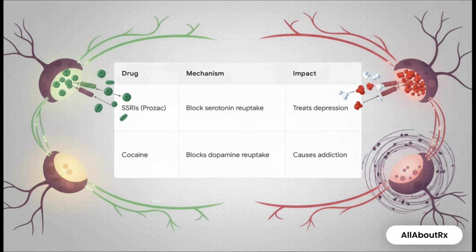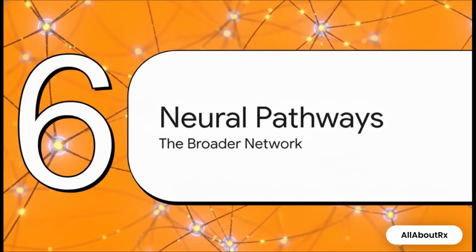But on the darker side, we have cocaine's impact on dopamine pathways. Cocaine competitively blocks dopamine reuptake. This traps dopamine in the synaptic clefts of the brain's pleasure centers, leading to prolonged overstimulation and ultimately a devastating cycle of addiction.